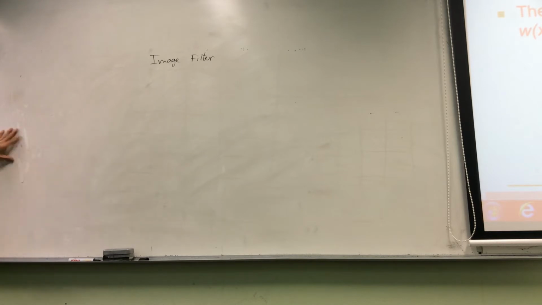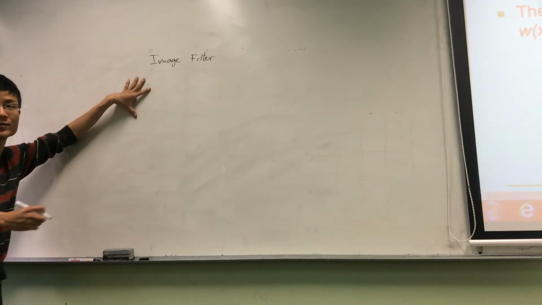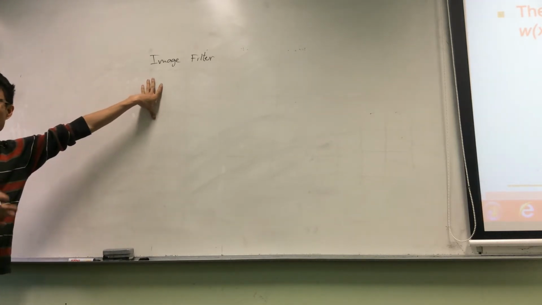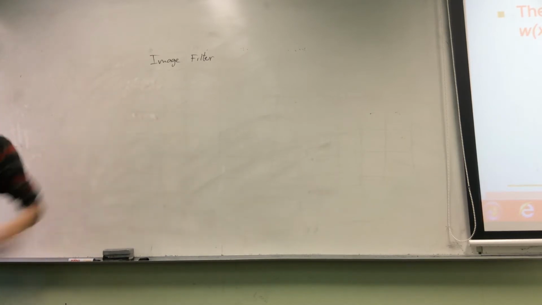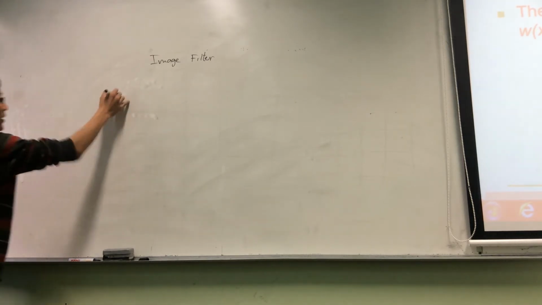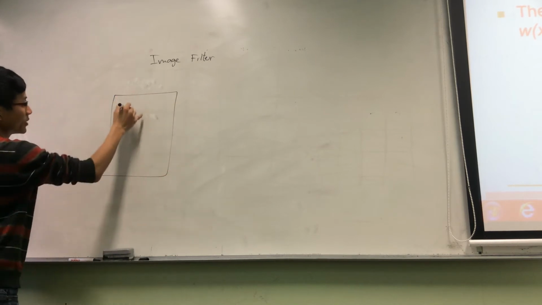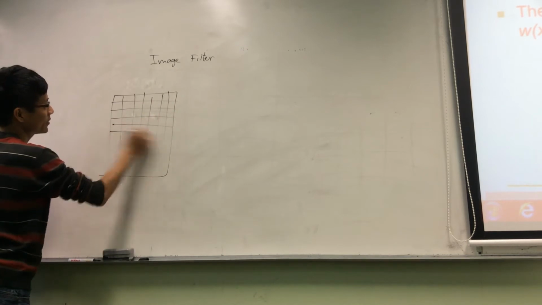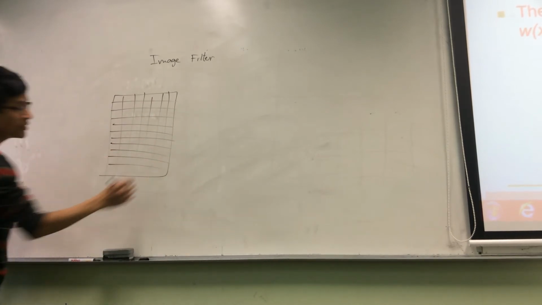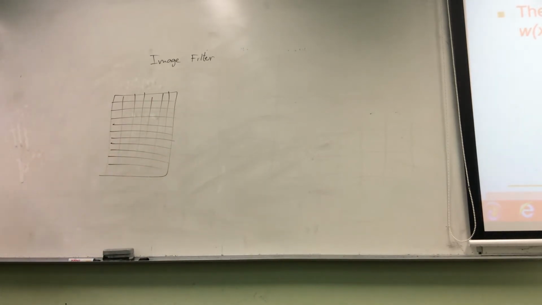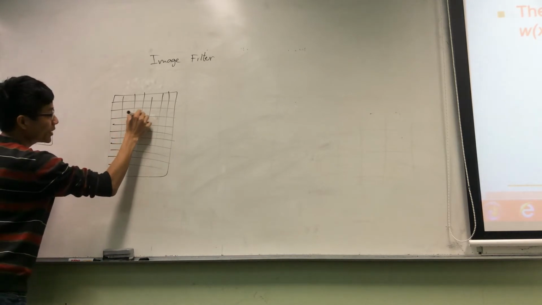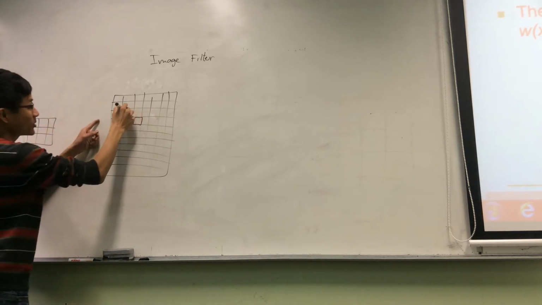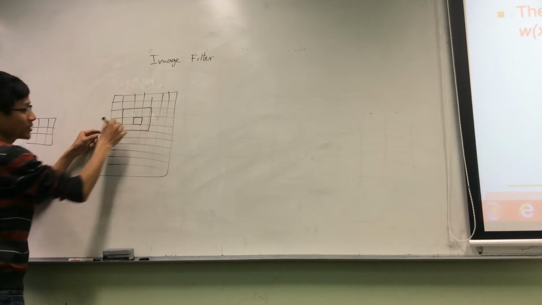Now the most common one is the low pass filter, and we use the low pass filter for smoothing the image. Let's say this is your image. It's an array of pixels, right? We usually filter by a kernel, which is like 3 by 3, sometimes 5 by 5 matrix. If you want to filter this pixel, we apply this one onto the 9 surrounding pixels.